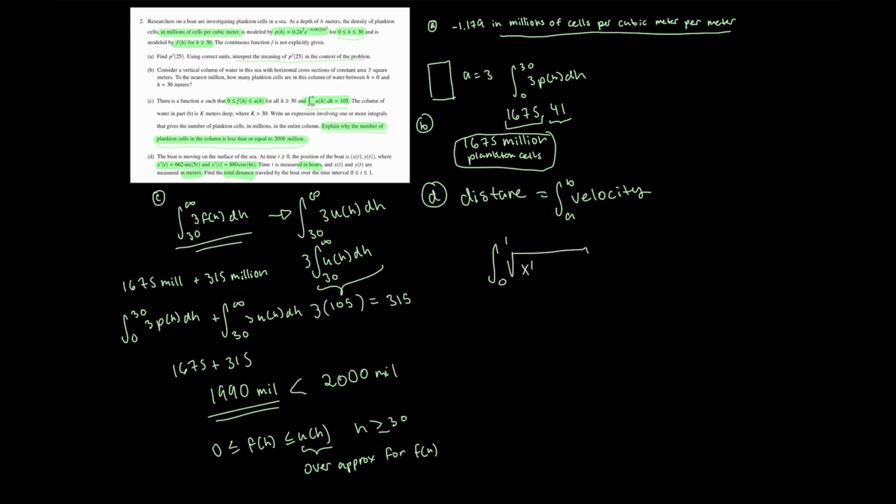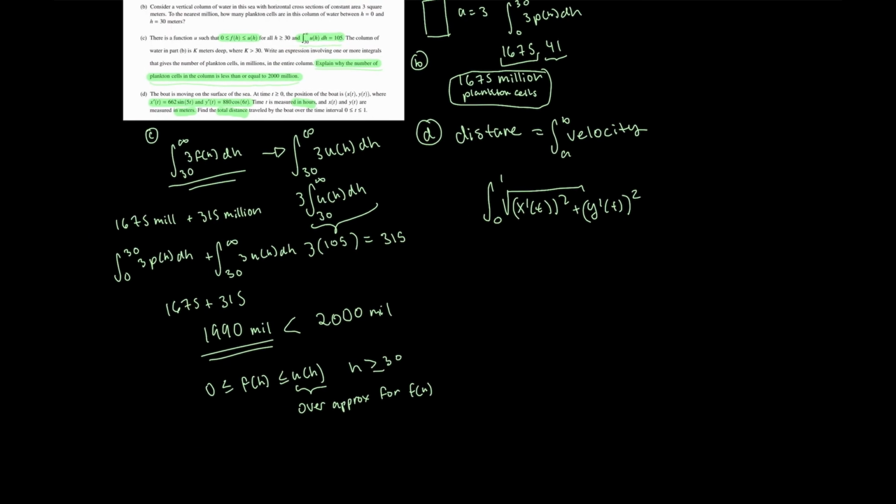So part D states that there is a boat moving on the surface of the sea, and where time is greater than 0, the position of the boat is given with x of t and y of t. And we're given x prime of t and y prime of t. And t is measured in hours, and x of t and y of t are measured in meters. And it asks us to find the total distance traveled by the boat over the time interval from 0 to 1.